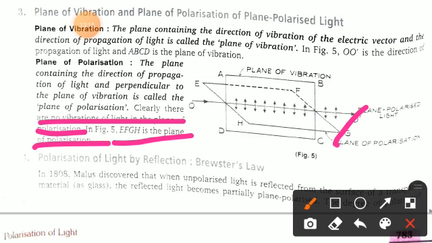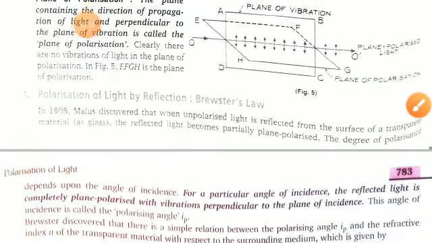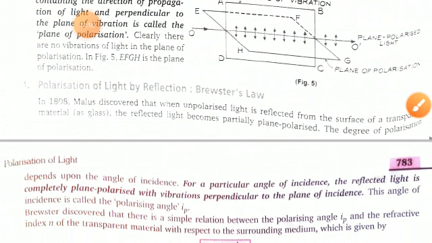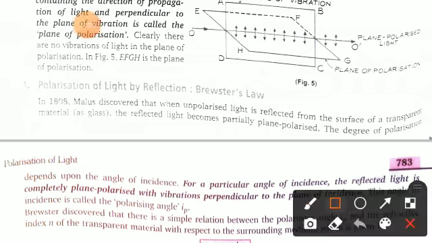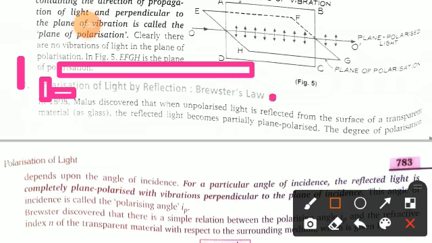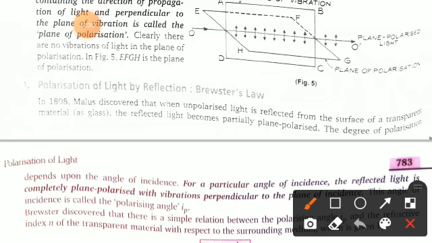Clear? Now we will move to polarization of light by reflection, that is Brewster's law. This is the most important topic of this chapter. What is Brewster's law? This we will discuss in our next lecture.